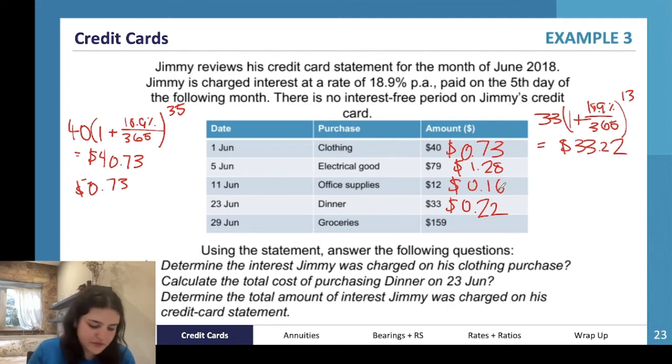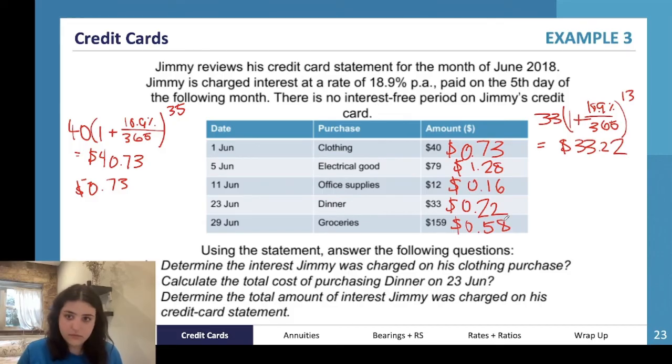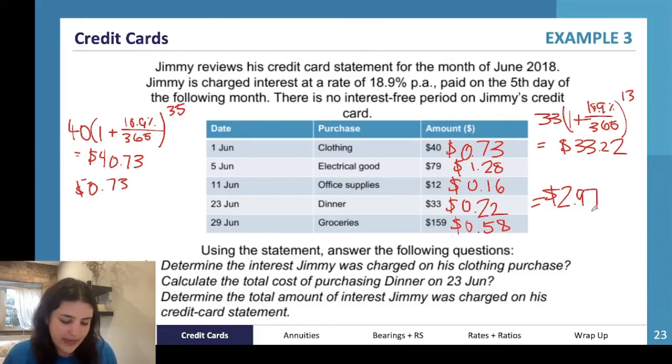And our last one is $159 on the 29th. So 159 brackets 1 plus 18.9% over 365. And our number of days is just the 29th, 30th, 1st, 2nd, 3rd, 4th, 5th. So it's 7 days. And it is 58 cents. So we then just add those 5 numbers together. And that gave me $2.97.